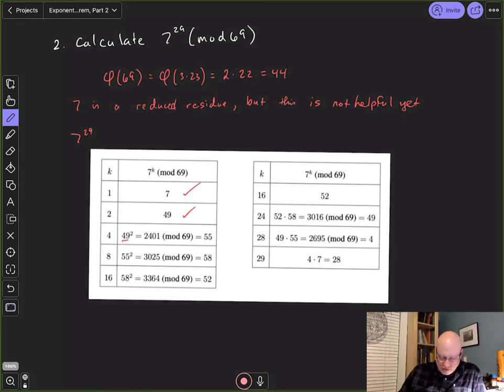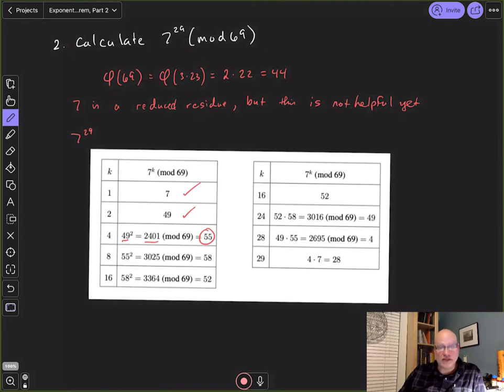49 squared is 2,401. You may not know that off the top of your head, although you can probably figure it out since it's awfully close to 50. But what is that mod 69? Here, if you have a calculator that has a mod function, 2401 is a small enough number with mod 69 that it'll calculate that. We don't have to worry about the issues I was talking about earlier with the calculator's rounding. There's nothing to round here. So 2401 mod 69 is going to come out to be 55.